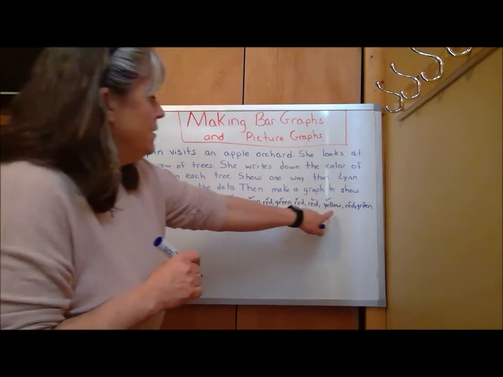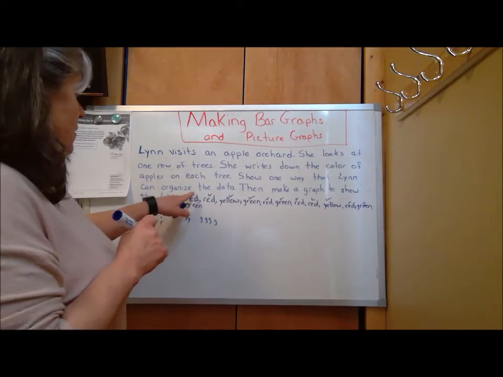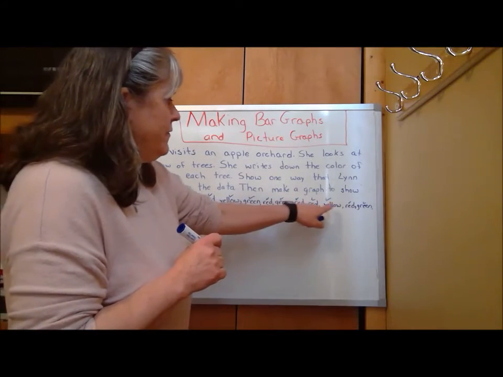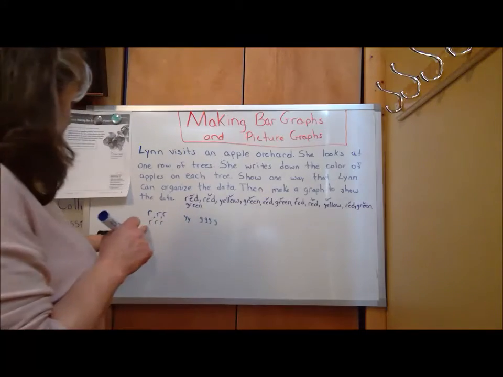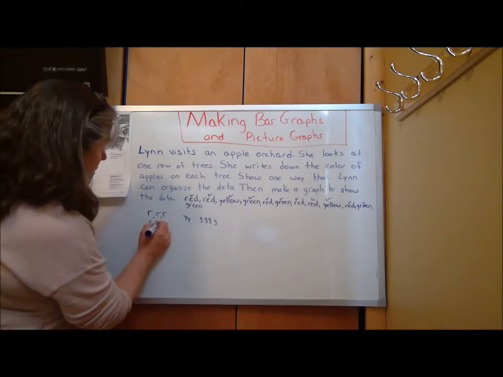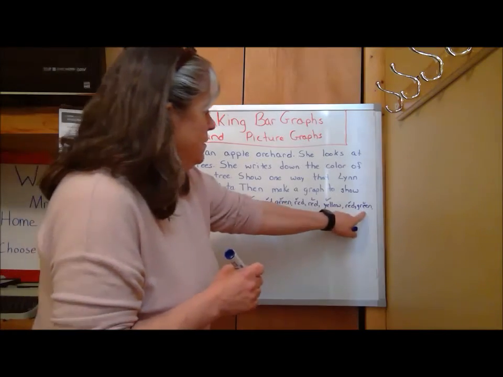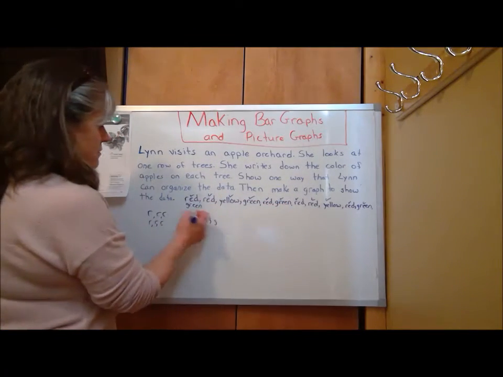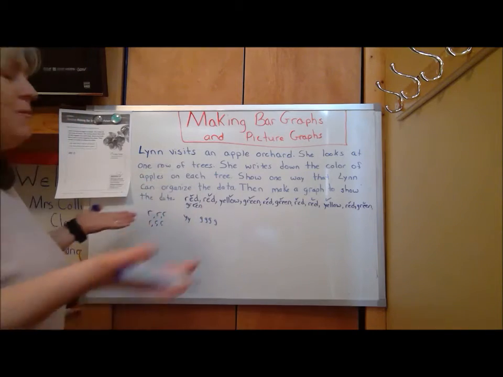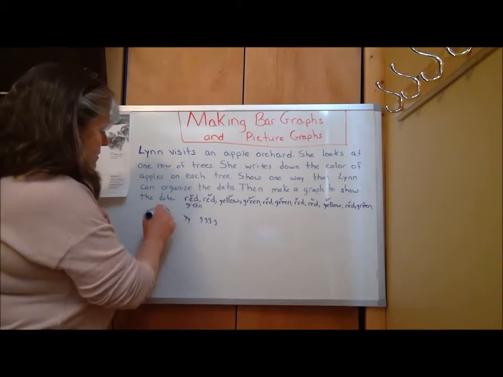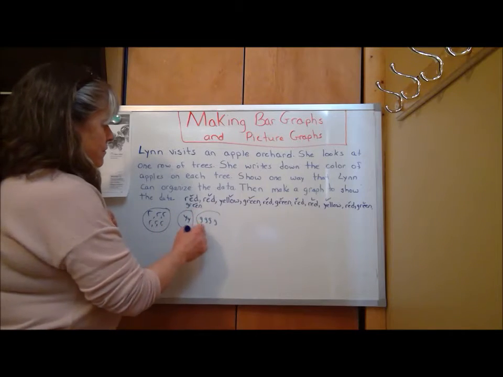One yellow? Good. And I have 1, 2, 3, 4, 5, 6 reds, and 1, 2, 3, 4 greens. All right, so I've got all of them. Now what do I do? All right, so I organized it. I grouped them. Here are all the reds, here are all the yellows, here are all the greens.